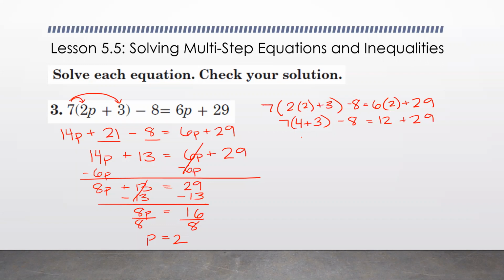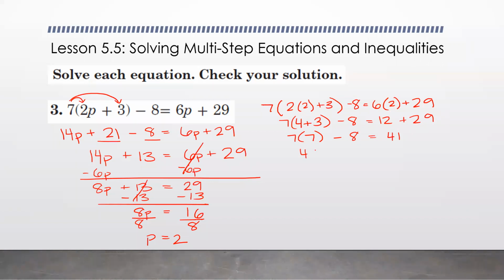Now again, I'm going to do what's in the parentheses first. So that's 4 plus 3 is 7. I still have that 7 outside, and this minus 8. And then 12 and 29 is 41. And then I'm going to multiply first.